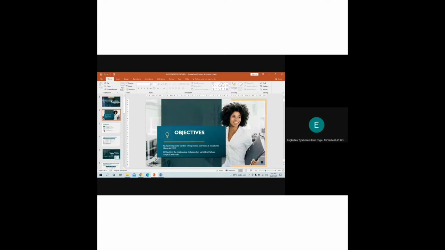For the first slide, we can see the objective. The first objective is organizing data number of registered staff type at hospital in Malaysia 2050, and the second objective is checking the relationship between two variables that are hospital and state. Data description: descriptive are tabular, graphical and numerical summaries of data, and the purpose of data description is to facilitate the presentation and interpretation of data.